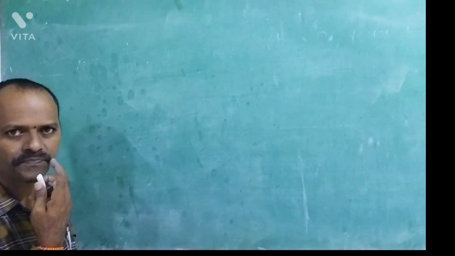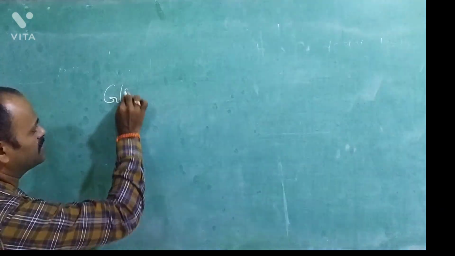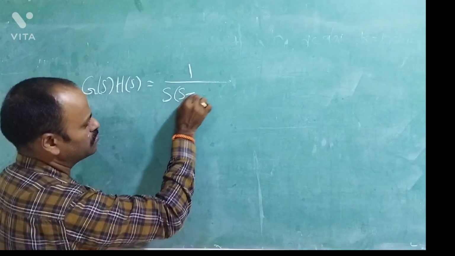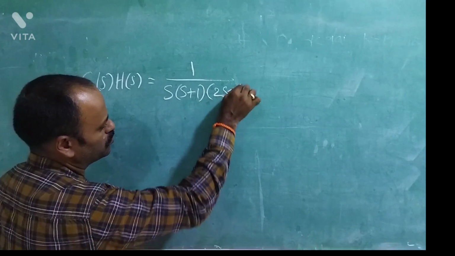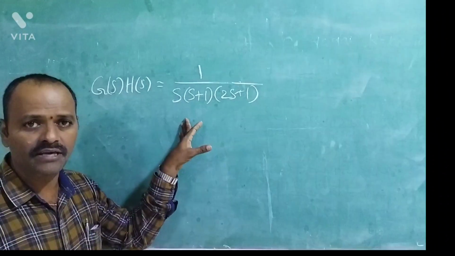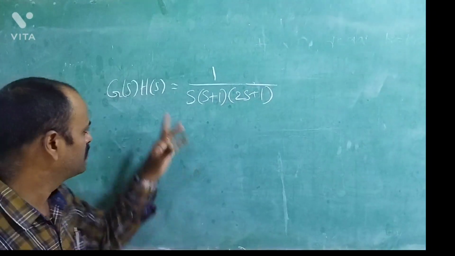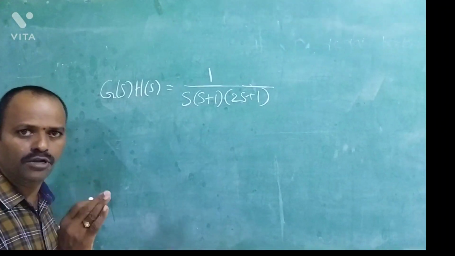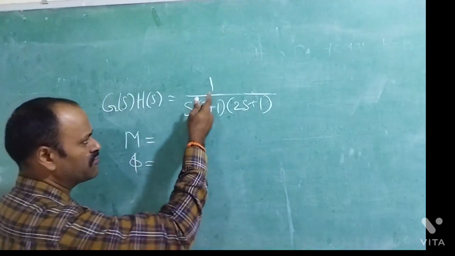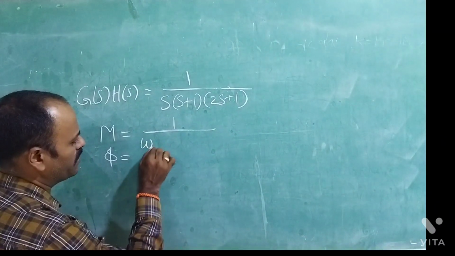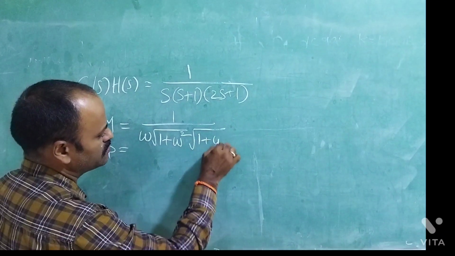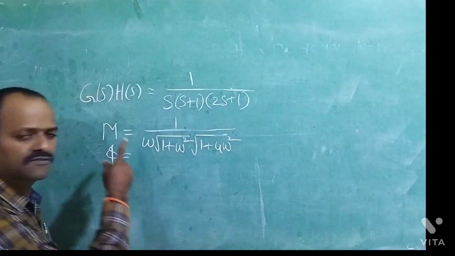Let us solve one problem. The open loop transfer function is given as 1 by s into (s plus 1) into (2s plus 1). This is the open loop transfer function given. For this, let us draw the Nyquist plot. First, you know the procedure for the polar plot. First write the magnitude equation and phase equation. The magnitude equation for this given transfer function is 1 by omega into square root of 1 plus omega square into square root of 1 plus 4 omega square. This is the magnitude equation.